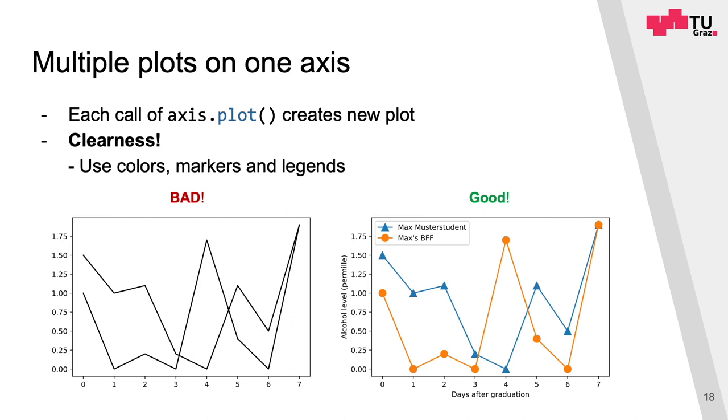So you can see here the blue line using the triangle as a marker shows the alcohol level of Max Muster student, as a time series of the days after his graduation. And the orange line with the circle markers shows the alcohol level of Max's best friend forever.